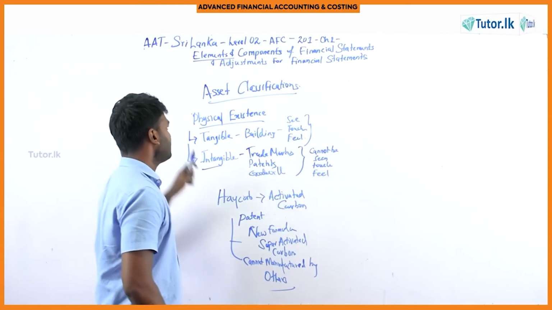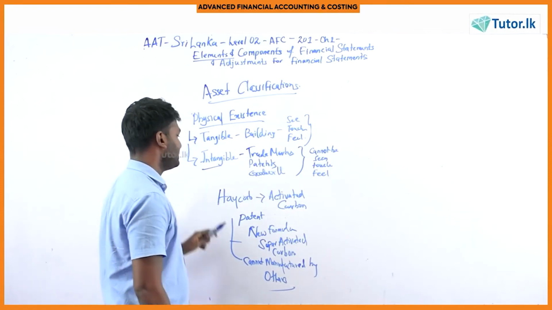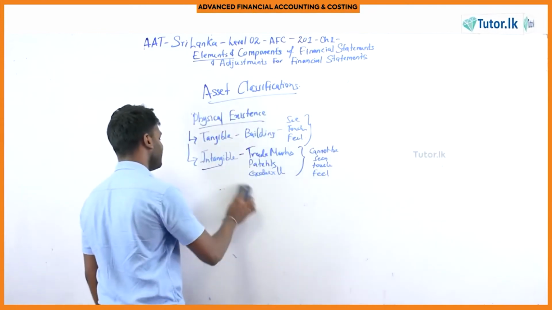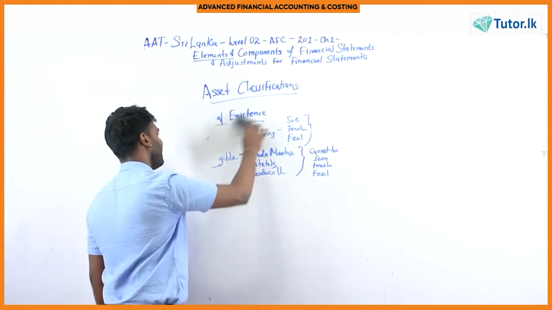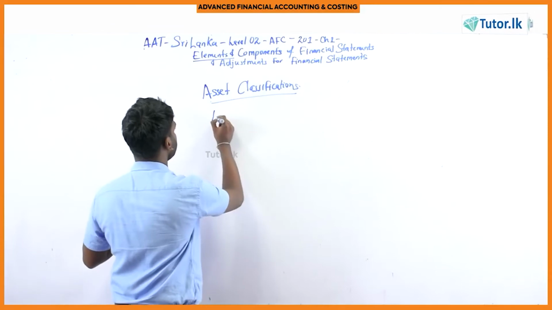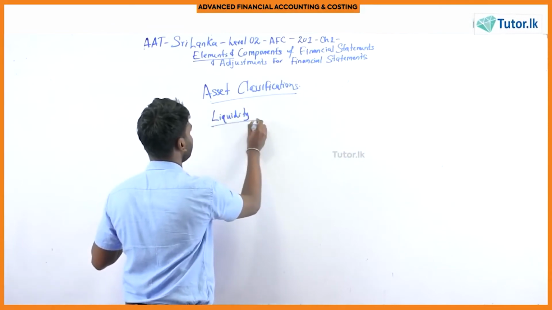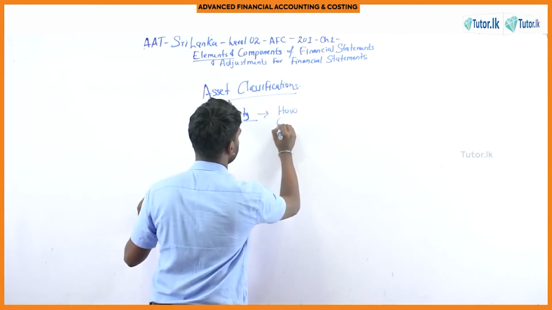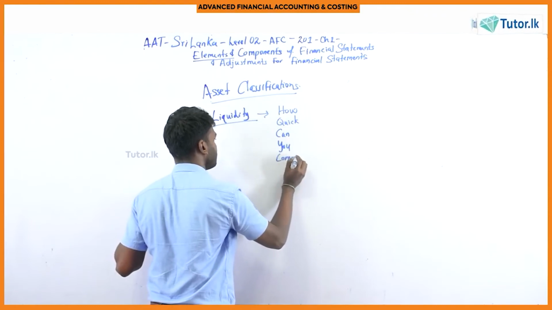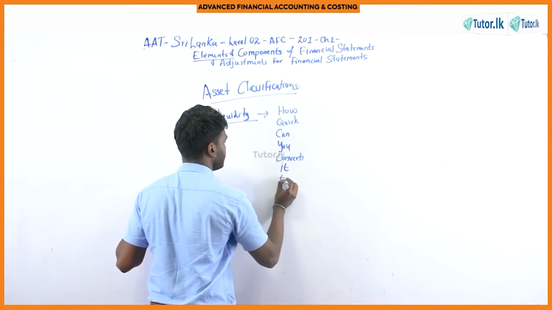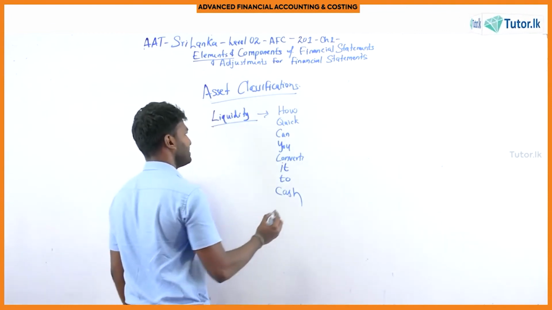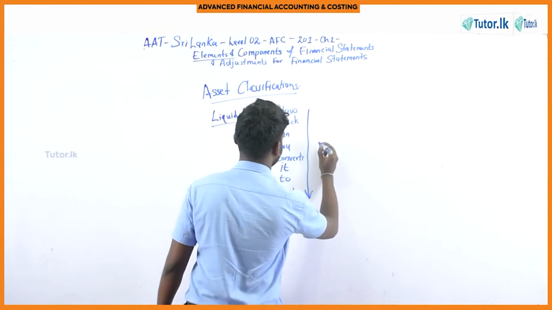So this is classification by physical existence: tangible and intangible. But in the financial statements, you do not classify as intangible and tangible. You classify them based on liquidity. Liquidity is how quickly you can convert it to cash, right? And when you are writing liquidity in the financial statements, liquidity is higher when it goes down.